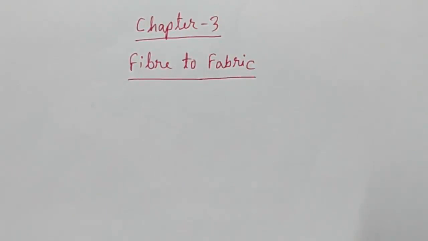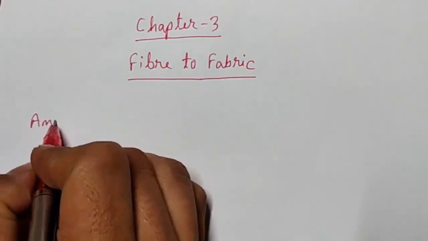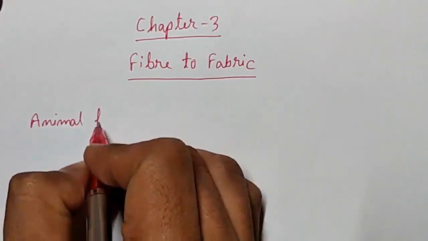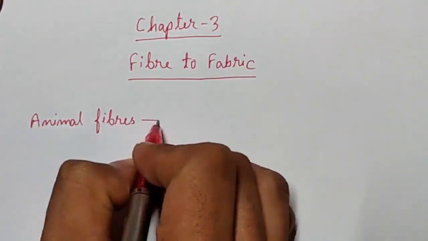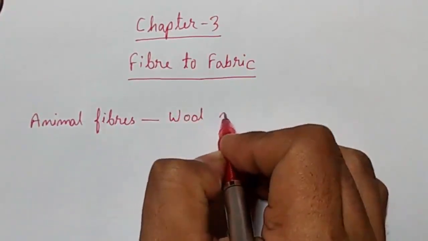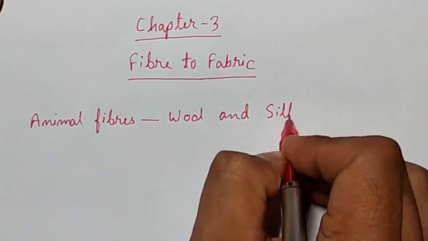In the last class, that is in class 6, we have learned about some fibers obtained from plants. In this chapter, we are going to discuss the fiber which is obtained from animals. So let's see the first topic, animal fibers, wool and silk.